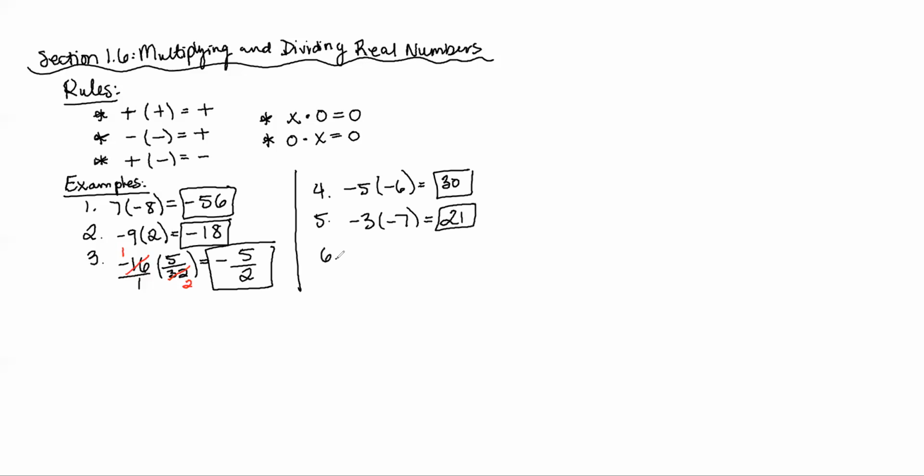And lastly, negative 1/7 times negative 5 halves. So again, negative times a negative is a positive, and there's nothing to reduce here, so I'm just going to multiply straight across. So we get 1 times 5 is 5, 7 times 2 is 14. All right, so those first ones are pretty straightforward.